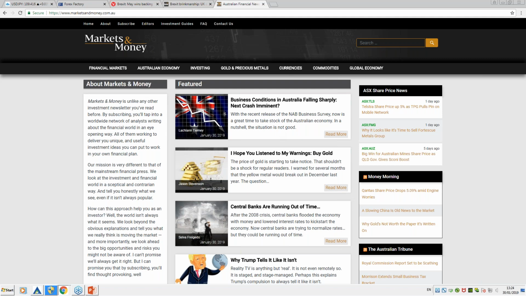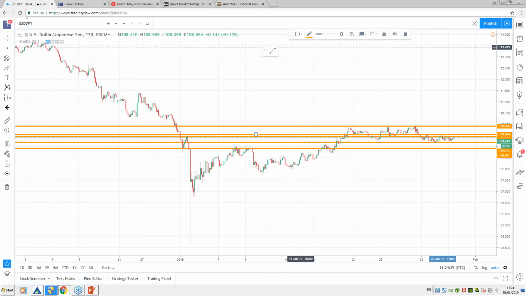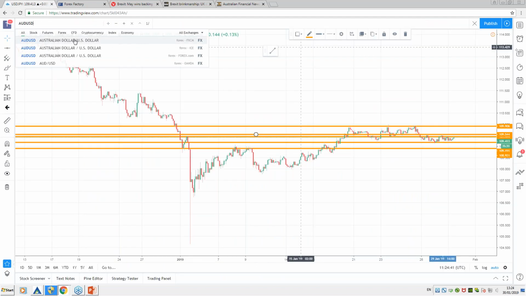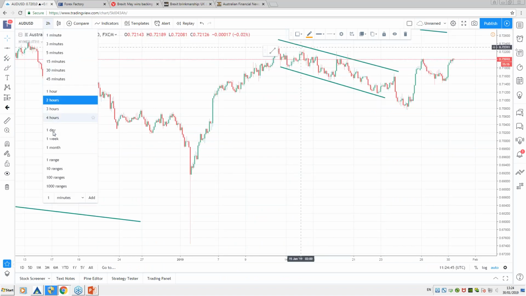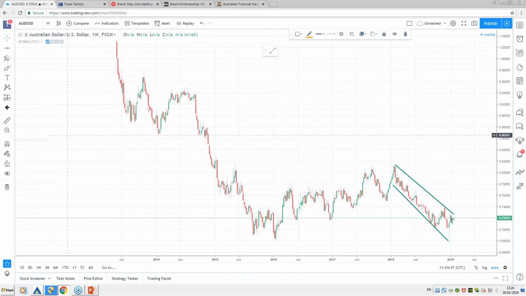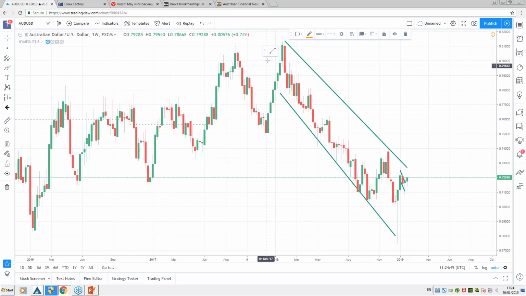I'm looking at 2-hour candles, 4-hour candles, 1-day candles, 1-week candles, because look at the Australian dollar, AUD/USD. Let's look at the Australian dollar on 1-week candles. Look at that. These are 1-week candles. The Australian dollar has been dropping since January of last year. So for a full year, look at the downtrend.